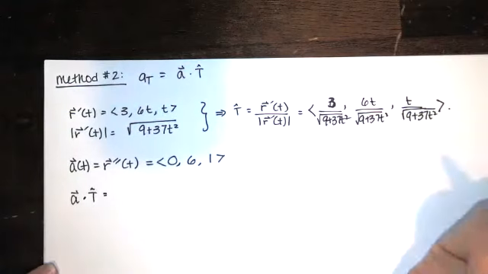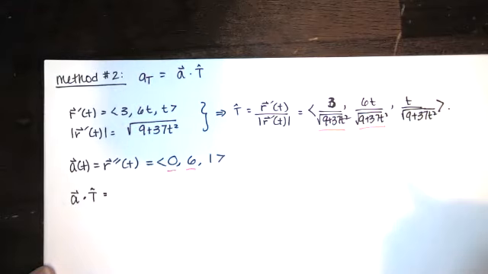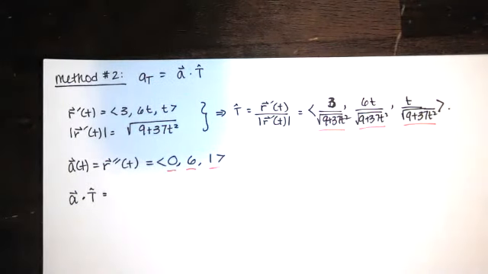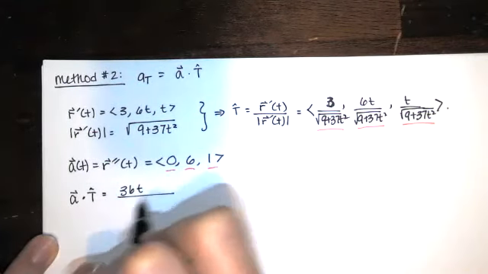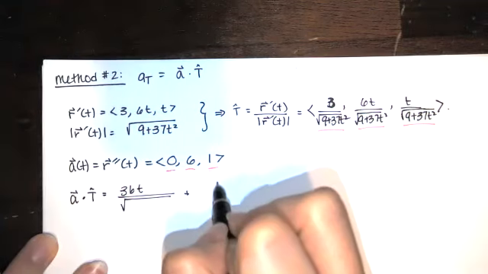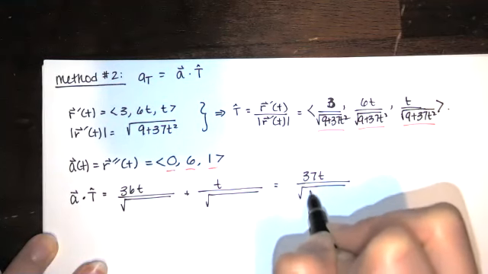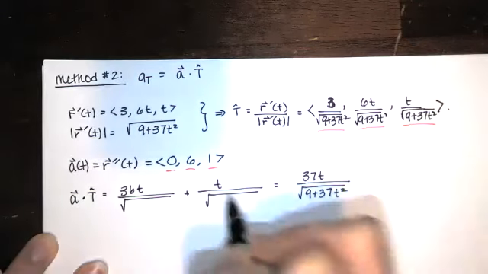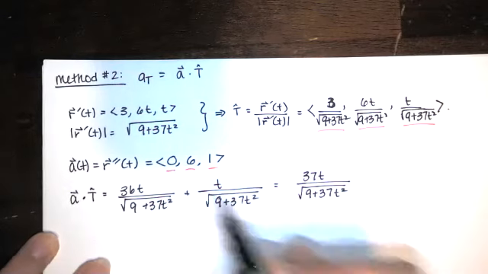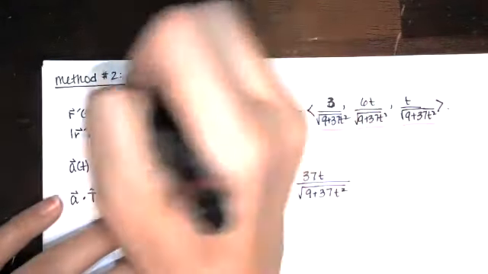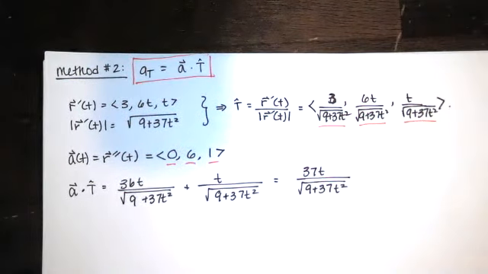So remember what you're doing. You're multiplying component by component, and then you're adding. It's this times 0, and then you add. This times 6, and then you add. This times 1, and then you add. So what we end up with is 6 times this fraction, which is 36t over our square root, plus 1t over that square root. That's going to give us 37t over the square root. And the square root happens to be square root of 9 plus 37t squared. So I think in this case, both methods were pretty quick and easy. Either one is fine.